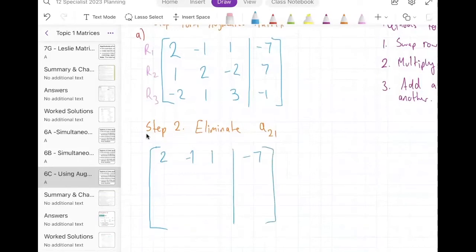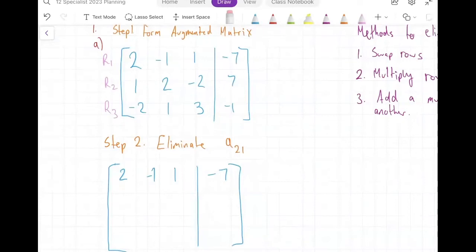And for row 2, I actually have two options here for how I want to proceed. One of my options is I double row 2 and subtract that from row 1, or I double row 2 and add that to row 3. Or I can halve row 3 and add that to row 2, or halve row 1 and add that to row 2. So there's a lot of different ways I can approach this question.